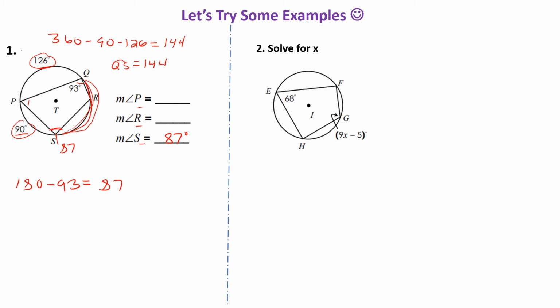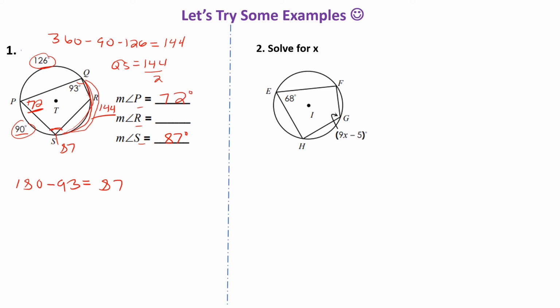And remember with inscribed angles, angle P is an inscribed angle, meaning the vertex is on the edge of the circle, and the other two sides are chords. So remember the rule for inscribed angles: the angle is half of the arc. So if arc QS is 144, then half of that, if I just divide by 2, gives me 72. So the measure of angle P is 72.